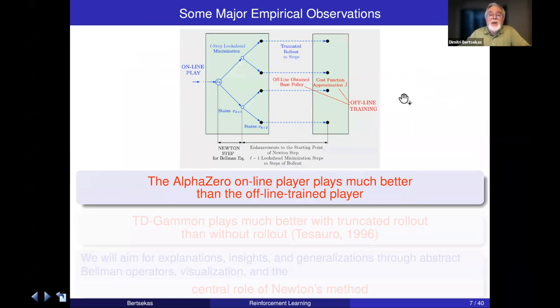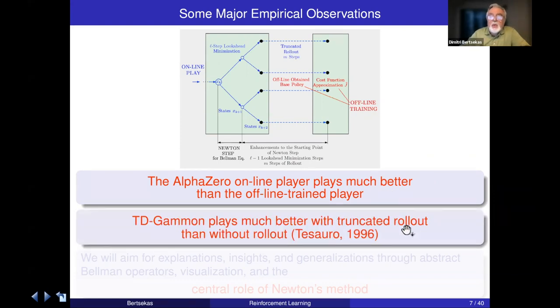Now, here are some major empirical observations. The AlphaZero offline trained player, trained with zillions of computers and parallel computation and very sophisticated neural networks, does not play nearly as well as the online player. The offline trained player is mediocre by comparison, whereas the online player plays phenomenal chess. This is a major point, which indicates that by online play, we can improve very much on the performance of the offline training. This is something that holds in greater generality. It's a major concept in our course. We're trying to exploit this possibility of using online play on top of offline training. So that's one thing to remember.